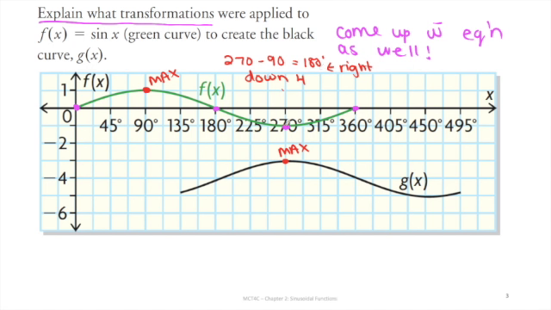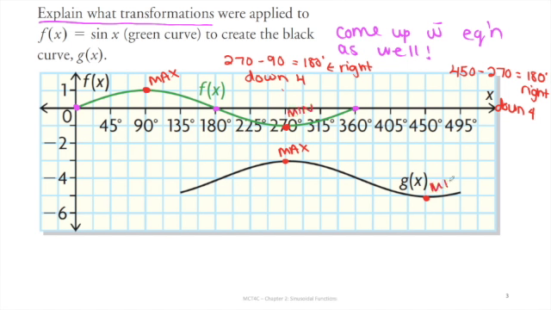Let's see if that happened with our minimum as well. So here's our minimum, and here's our minimum on our transformed graph. So we're going from 270 over to 450. So 450 minus 270 is 180. And then you are taking that point at 450 and moving it down 1, 2, 3, 4. And then we're going down 4. So because our graph is periodic and sinusoidal, we know that what happens with our max should happen with our minimum, which it does.